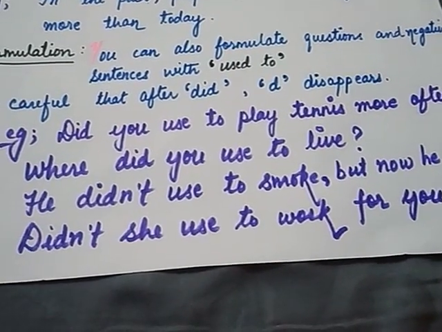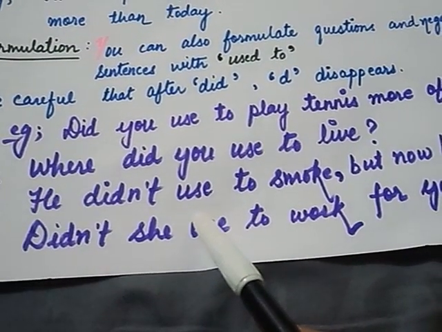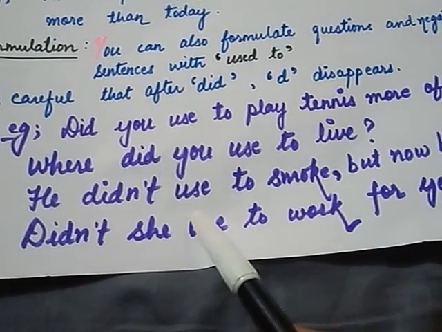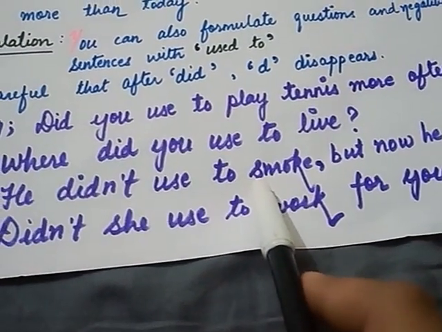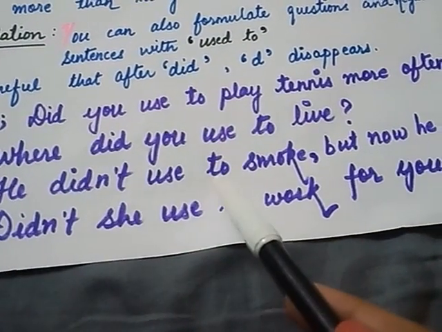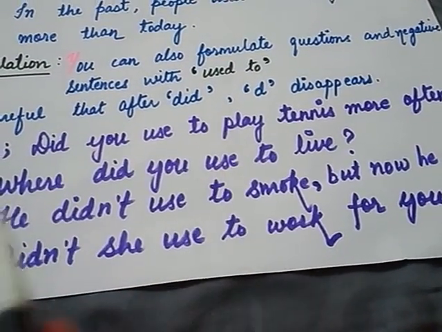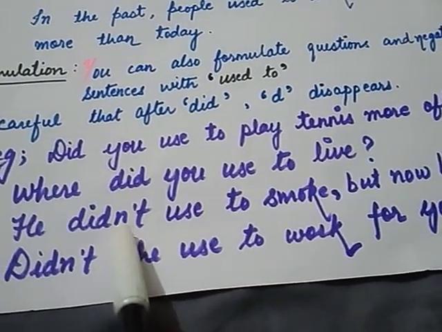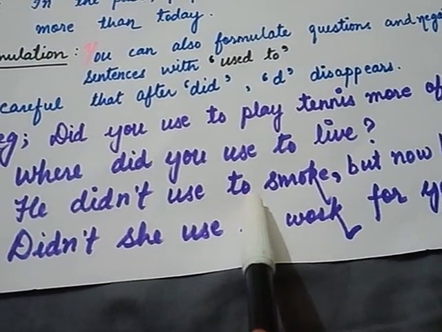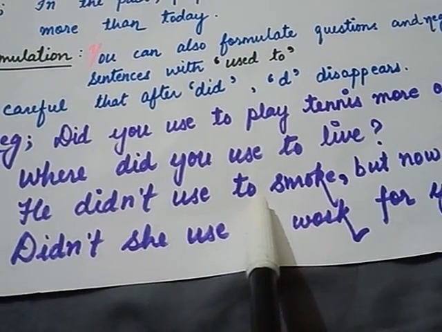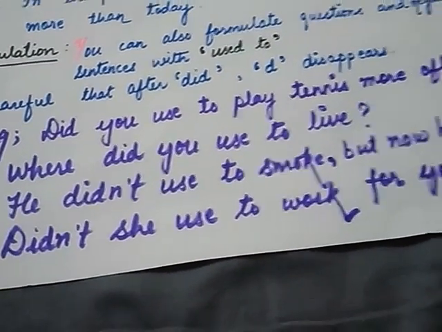Children, let me give you a tip here. If you feel that didn't used to is a bit difficult to remember, you can simply make a simple past tense negative, and that is perfectly okay. If you don't want didn't used to, you can convert this sentence into simple past tense negative form using did and not. That is perfect.